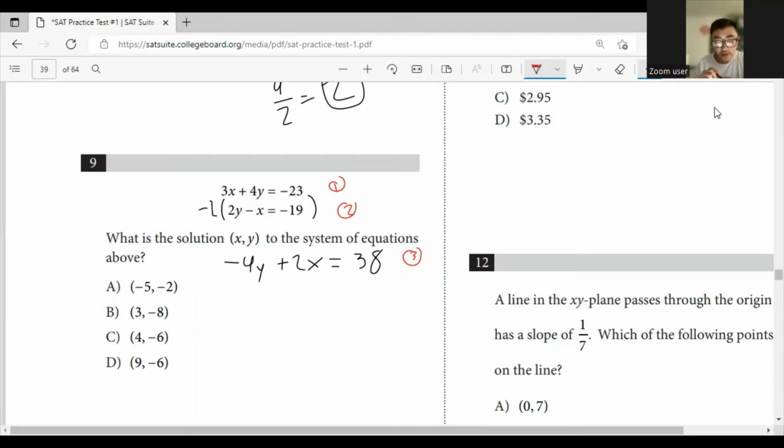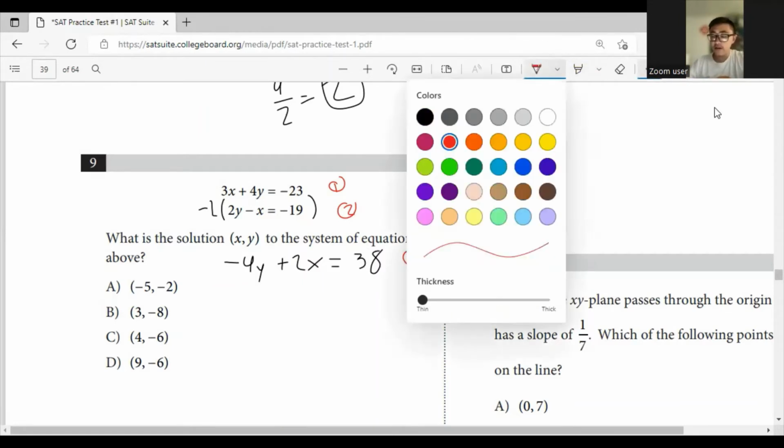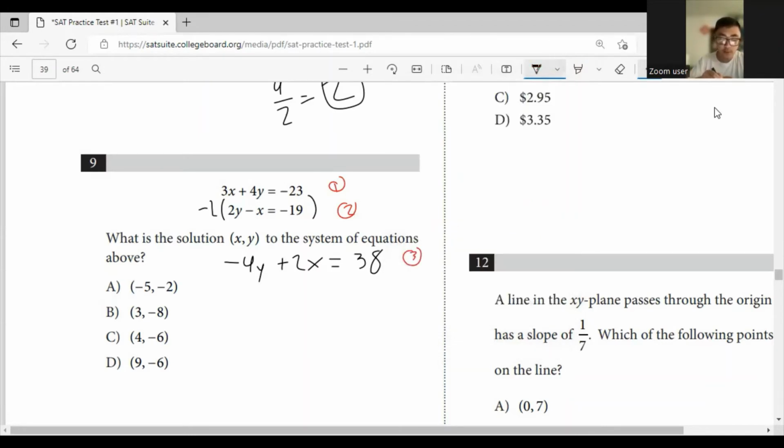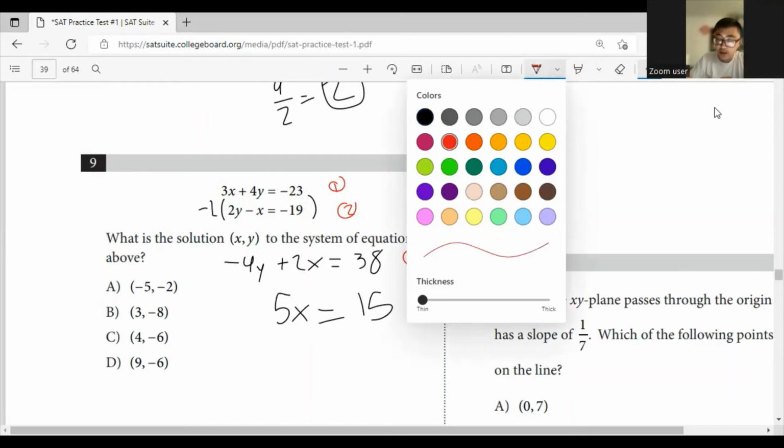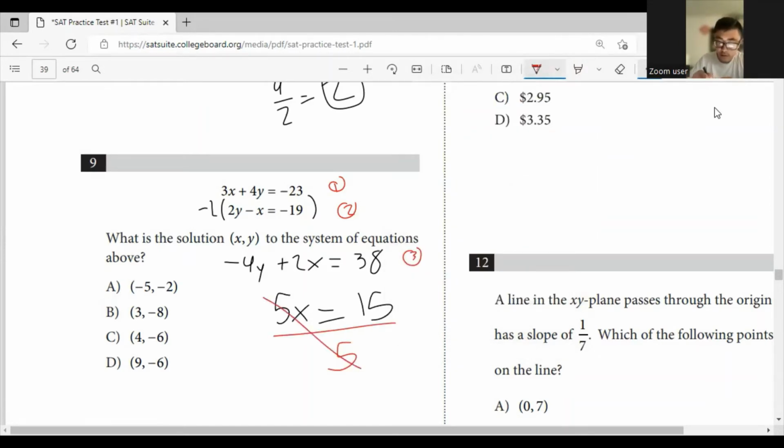So what I'm going to do is add 1 and 3. And this is a very efficient way to go for when you're solving a system of equations, because now I'm getting rid of that y variable. Now I can find the x variable. So now I'm going to make a new fourth equation. So minus 4y plus 4y is 0y, so 0. And then 3x plus 2x is 5x. So 5x equals 38 minus 23, which is 15. And I just divide both sides by 5. So x equals 15 over 5, which is 3.